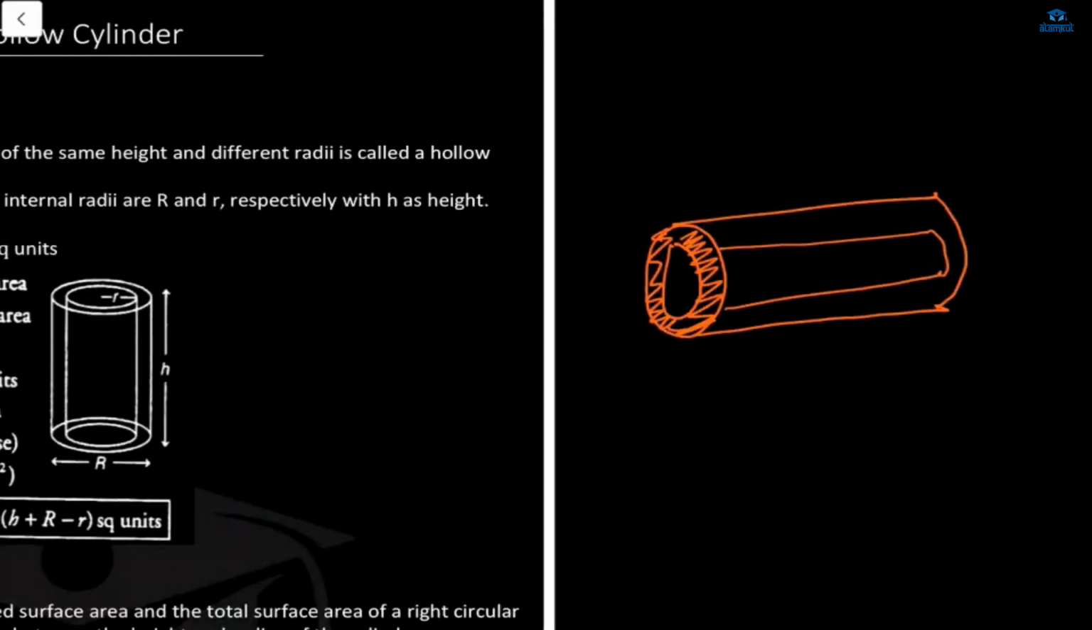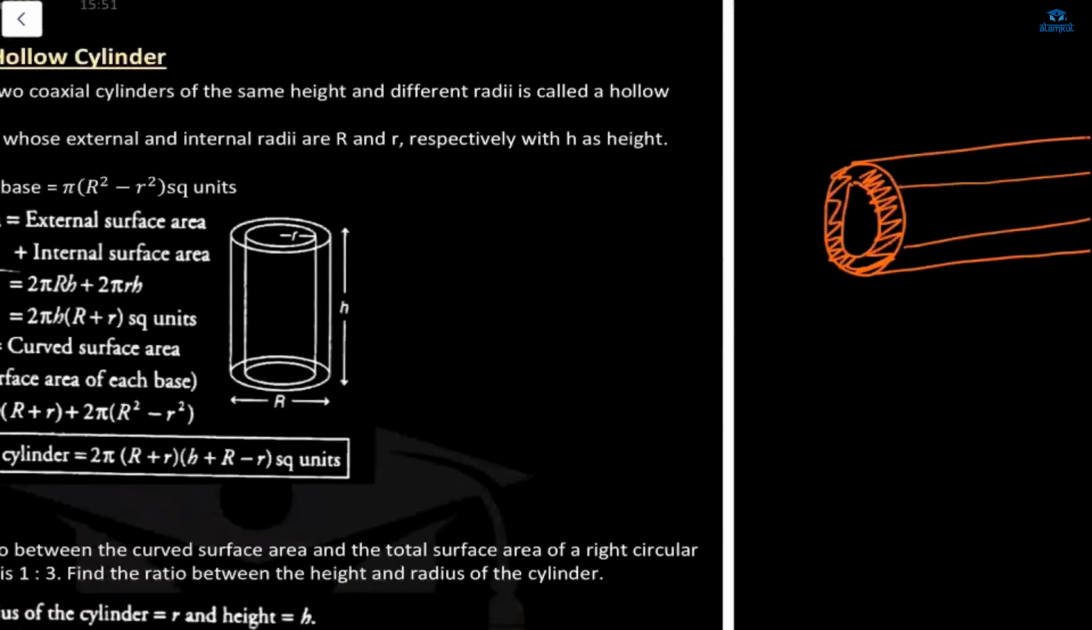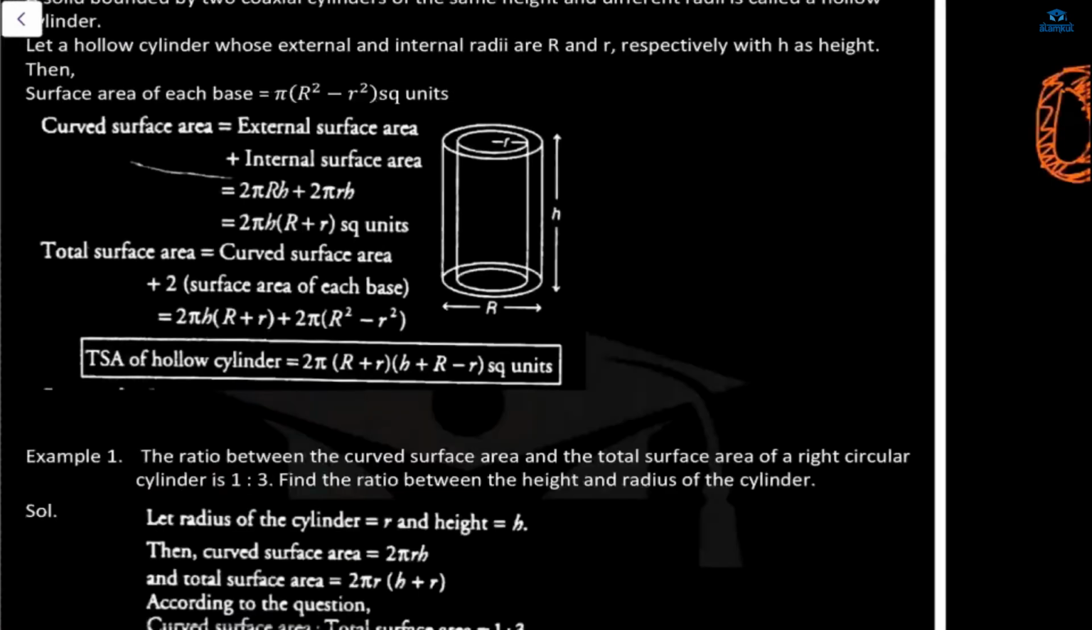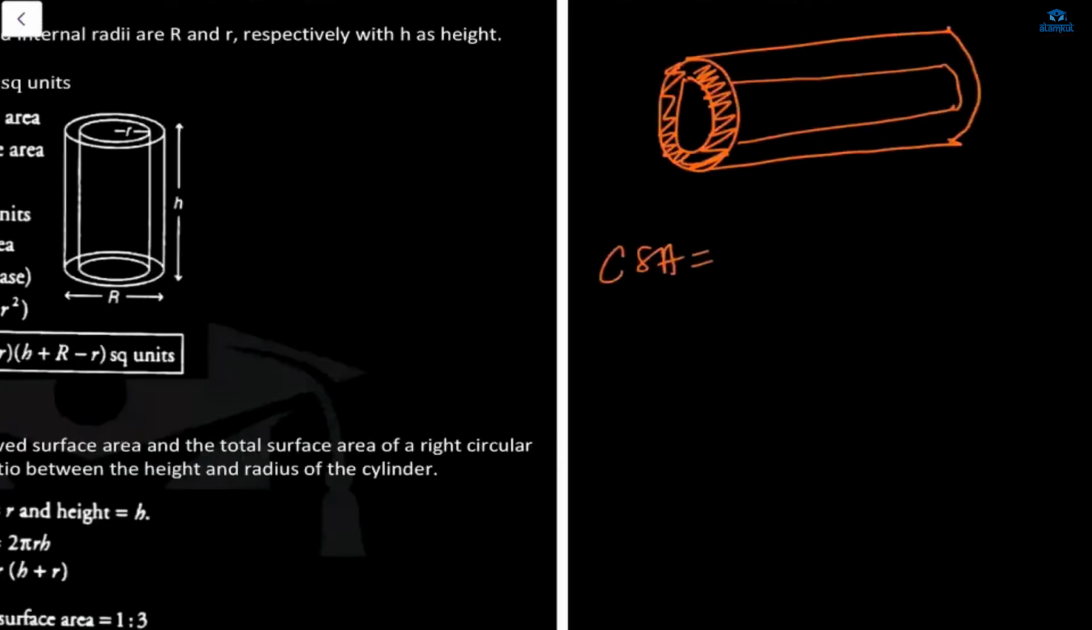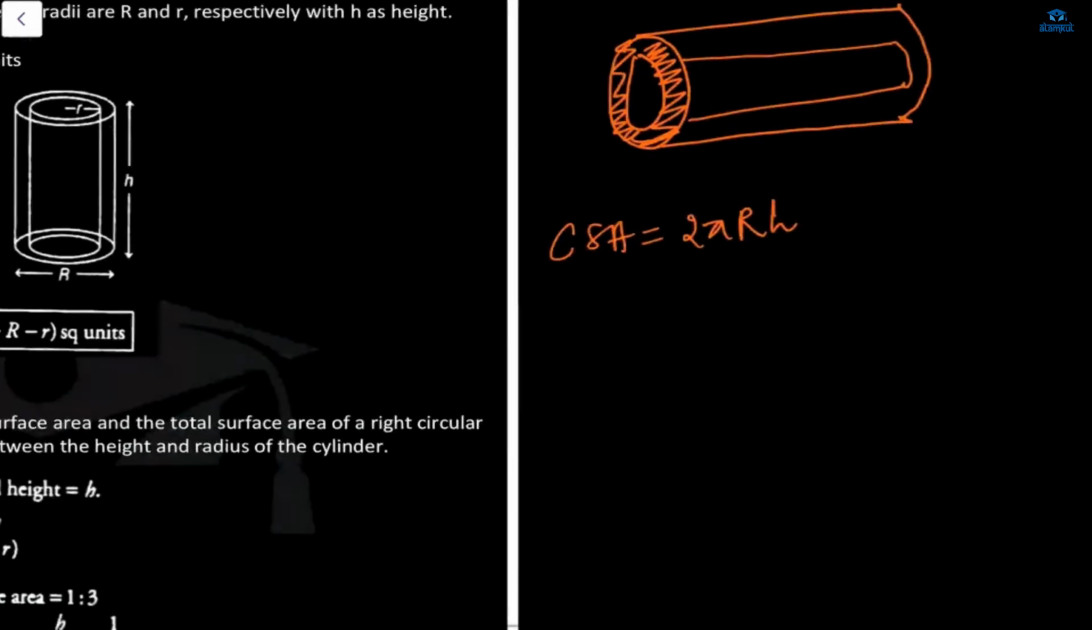So when you are finding the curved surface area, that is CSA, you have to find the curved area of both portions, the inside and the outside. So 2 pi RH, where R is for the bigger, outside cylinder, and then the inner cylinder 2 pi rH. So you can take 2 pi H common, (R plus r).